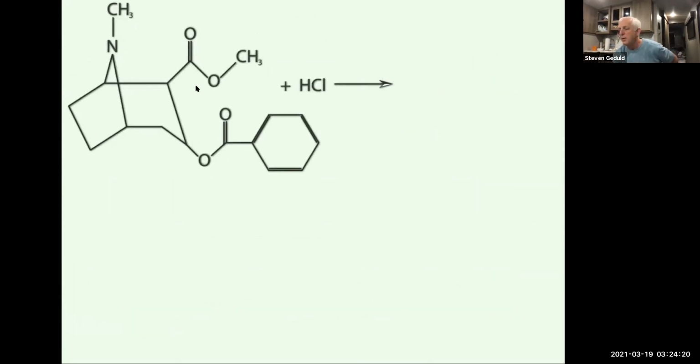Again, this is an amine compound. You can see it up there. We're going to add HCl to it.